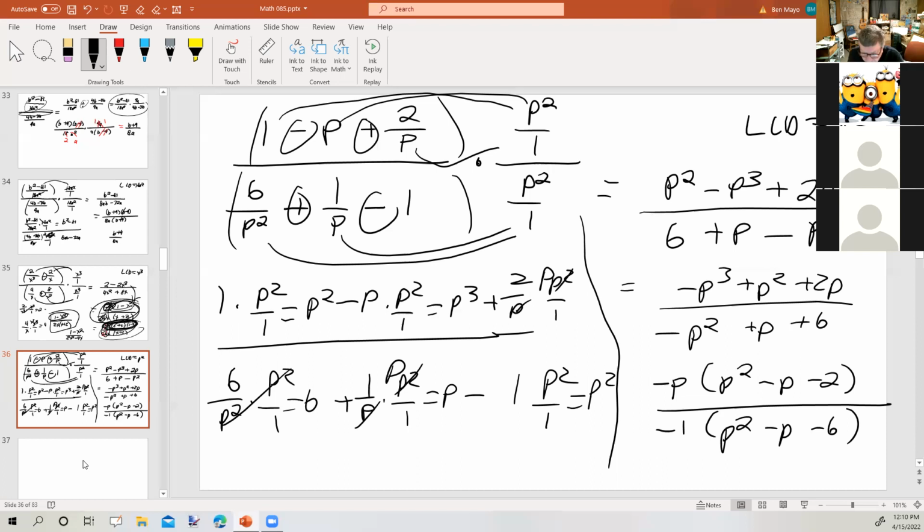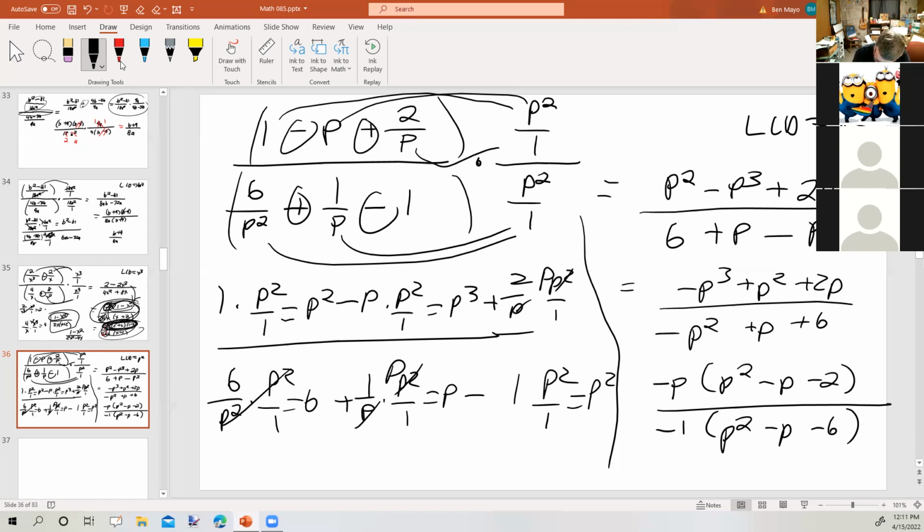Okay, so far? I have a question. How did you get the negative piece? Oh, yeah, you just fix them. Negative p cubed plus p squared plus 2p. You just put them in order, right? Yes. Okay, got it.